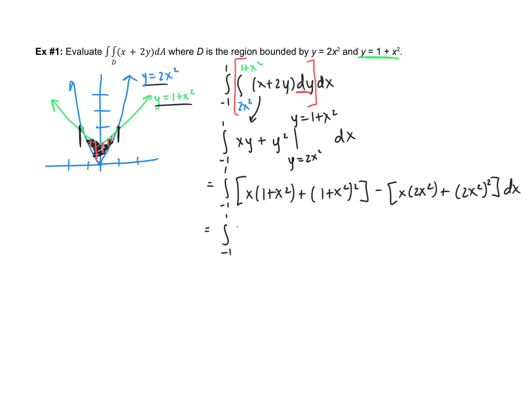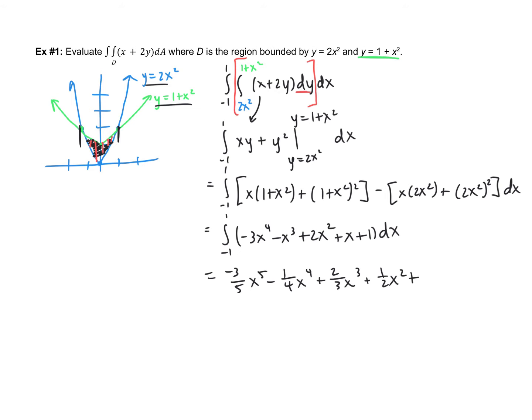And there's a lot of simplification. I've done the simplification for you. If you trust me, you get -3x to the 4th, subtract x cubed, add 2x squared, add x, add 1, dx. And now we're just back to integrating like normal, one integral, so we get -3/5 x to the 5th, subtract 1/4 x to the 4th, add 2/3 x to the 3rd, add 1/2 x squared, add x from -1 to 1. And that ends up getting us 32/15.